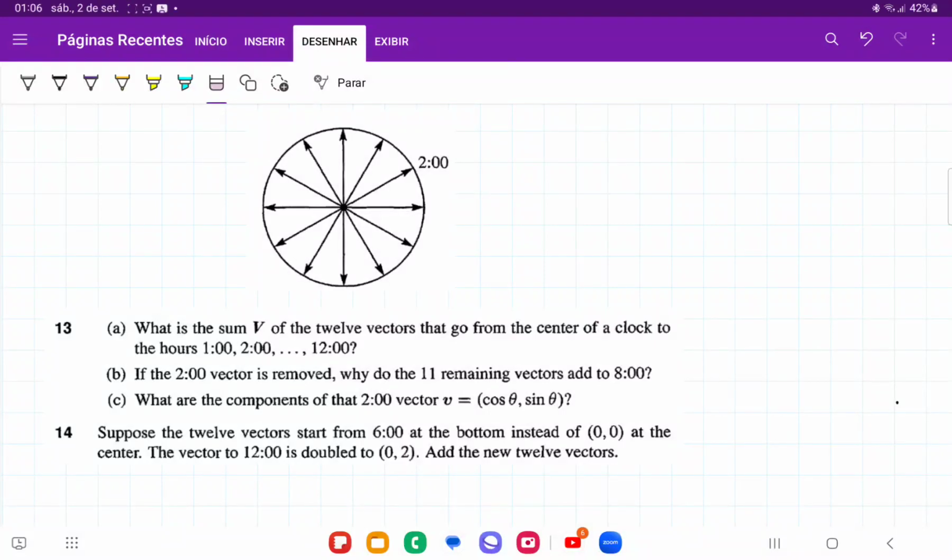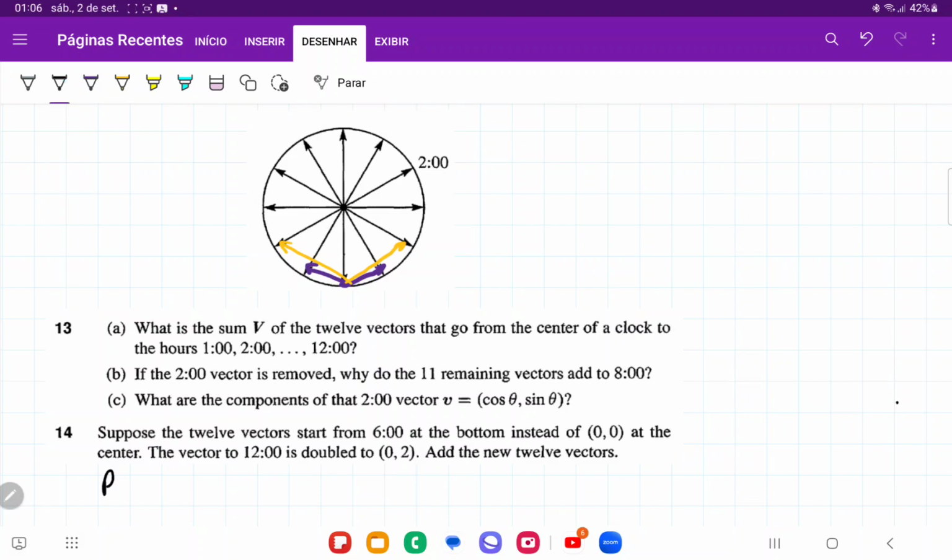So for number 14, it's saying suppose the 12 vectors start from 6 o'clock at the bottom instead of 0, 0 at the center. So if it starts from 6 o'clock at the bottom, we're going to have these vectors that go like so. And so we can see that they're going to be canceled horizontally, right? Because it's like I'm pulling to the left with the same intensity that I'm pulling to the right. Same thing here. Pulls horizontally with the same, I guess you could imagine it as a force. So we're still going to be zero. Our resultant is still going to be zero in my x, right?